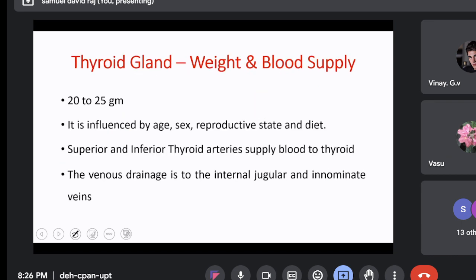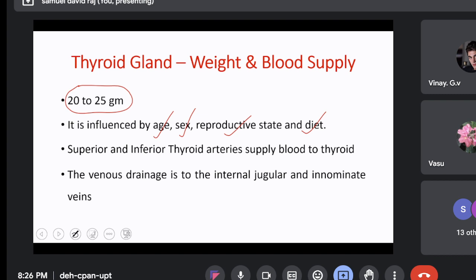And coming to its weight and blood supply, its normal weight is 20 to 25 grams, but the weight is influenced by age, sex, that means it varies in male and female also, and the sexual maturity, and even with the diet.